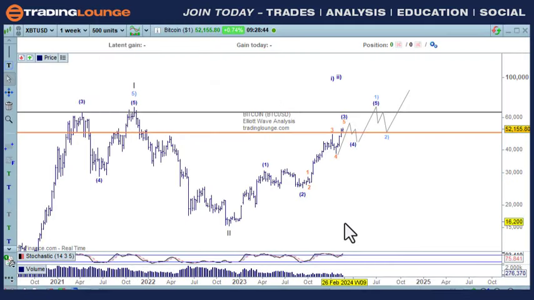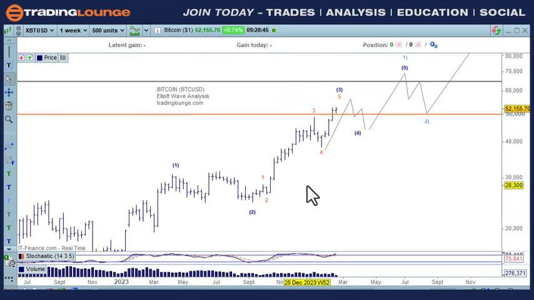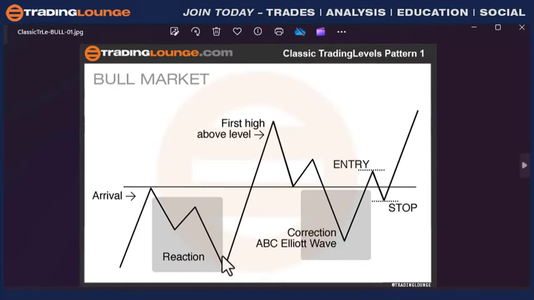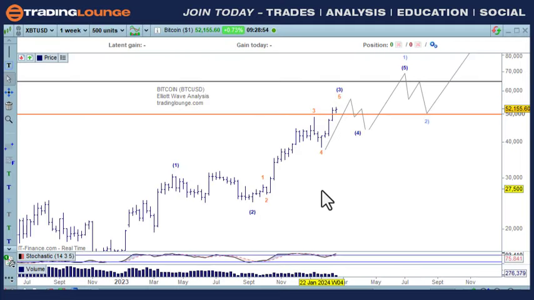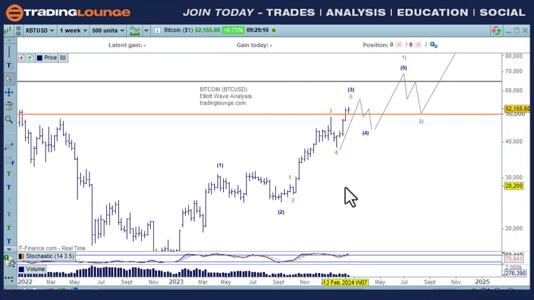So in this instance here, this would pull back. This would be the arrival, the reaction, and the first high above the level. So just looking at it like this, the arrival, the reaction, first high above the level, and some type of correction here. So that's what we could be looking at here. So there's another little push to go to the upside there. I won't go to the intraday at the moment. I've got to get through a lot. But yeah, that's one way to look at it.